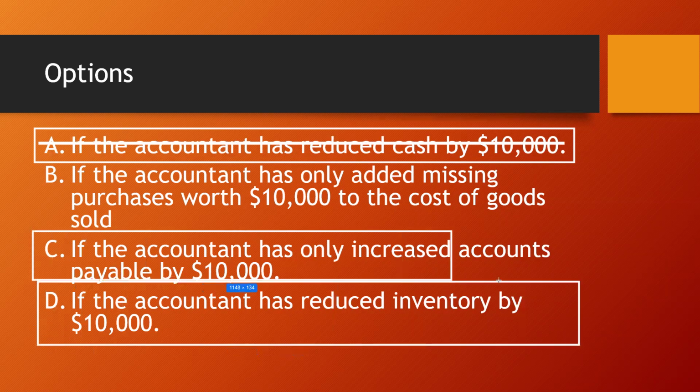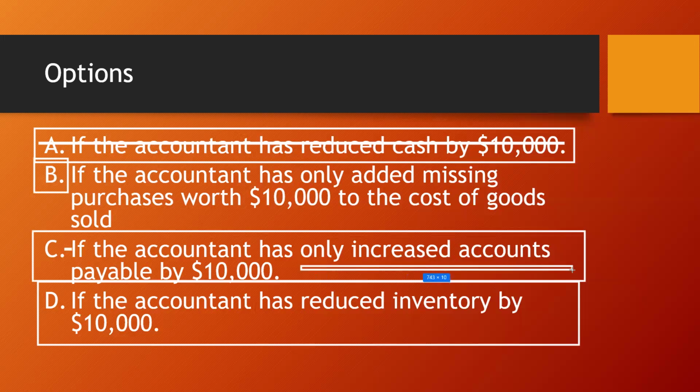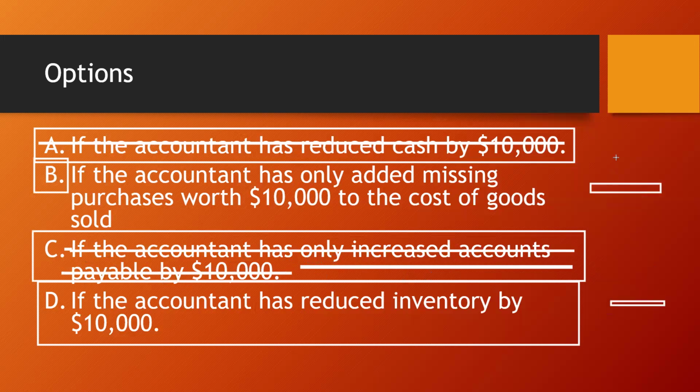If the accountant has only increased the accounts payable, obviously the liability is increased by $10,000. So it's not the answer. That leaves either B or D, a 50-50 probability. If you're lucky, you can choose the right one out of the two even if you have no idea what the answer is. The answer is B.